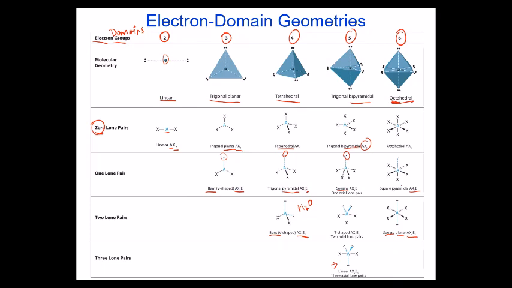So this basically outlines how we're going to build the shapes off of the domain. And it kind of follows a nice logical thing. As you add lone pairs, it changes the shape. Take off a bonded atom, add a lone pair, it changes the shape, and it follows this nice little sequence.